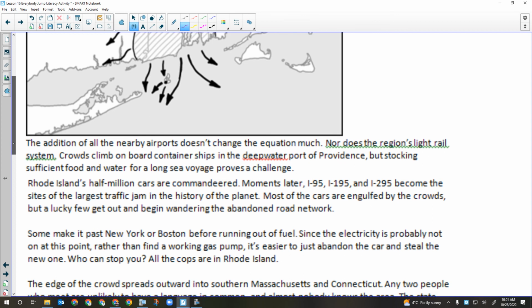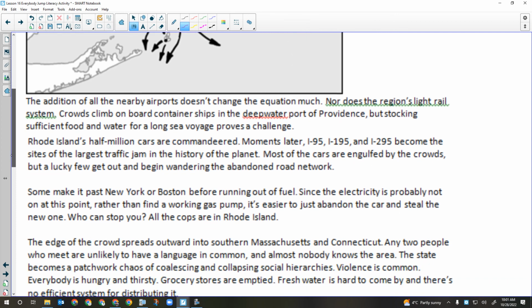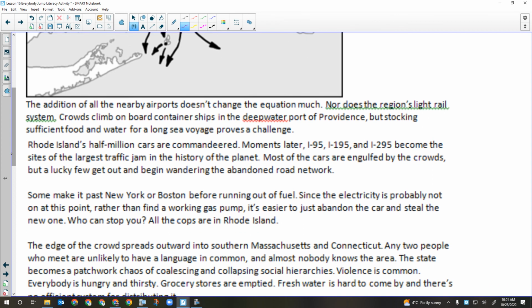So the edge of the crowd spreads outward into southern Massachusetts and Connecticut. Any two people who meet are unlikely to have a language in common, and almost nobody knows the area because, well, they can't just Google it. The cell network collapsed already. So the state becomes a patchwork chaos of coalescing and collapsing social hierarchies.